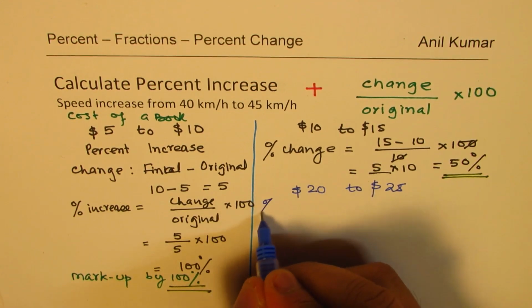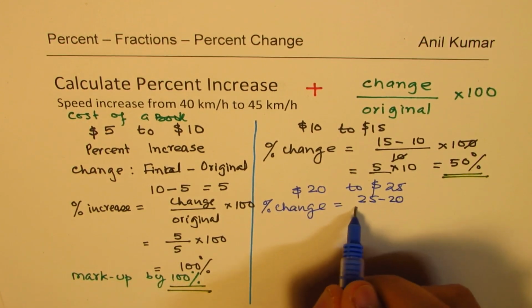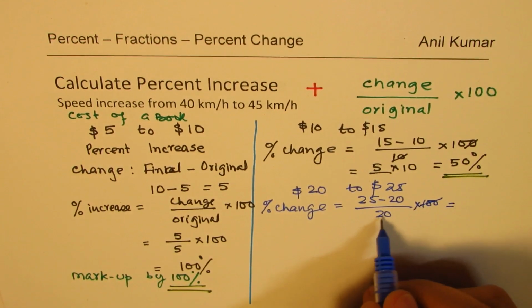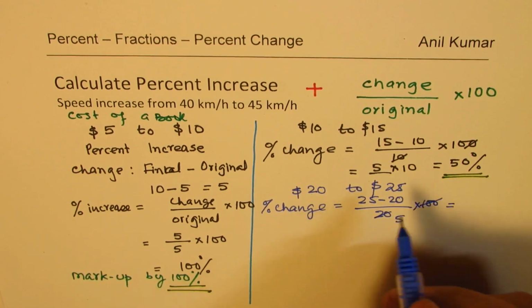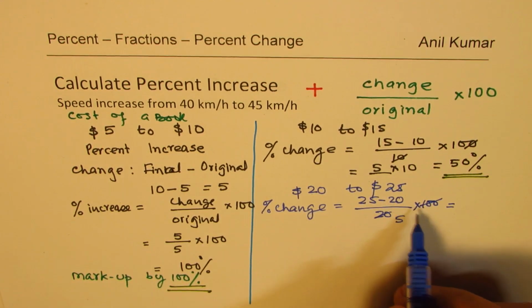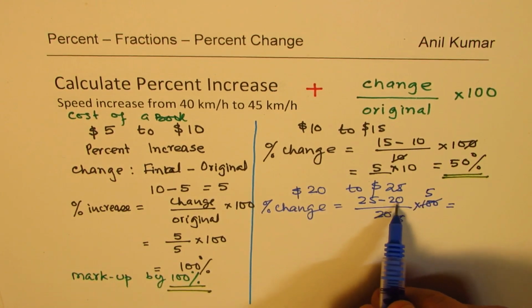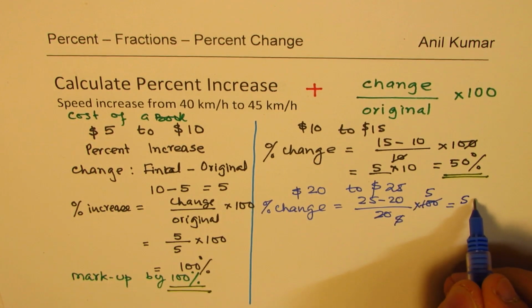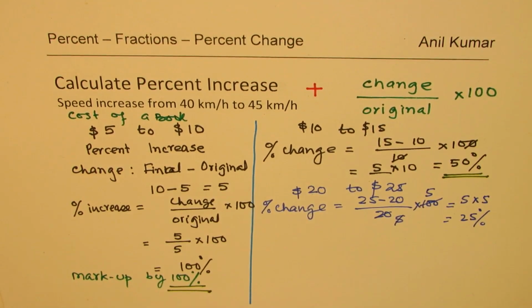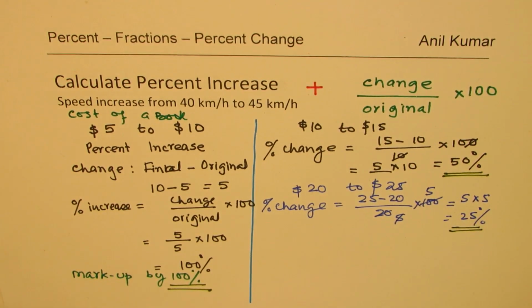Let's calculate. Now in this case, the percent change should be equal to 25 take away 20 over original price of 20 times 100, right? So that gives you, this goes 5 times, right? And here we have 25 minus 20, which is 5. So it becomes 5 times 5, which is 25%. Does that make sense to you? So here, the same $5 increase results in a 25% change.